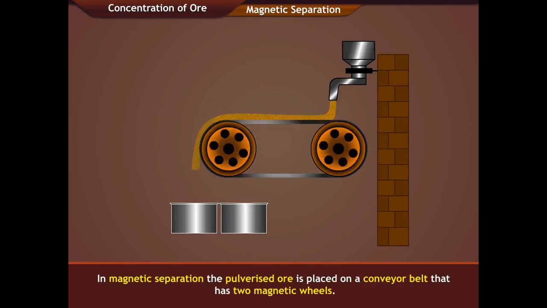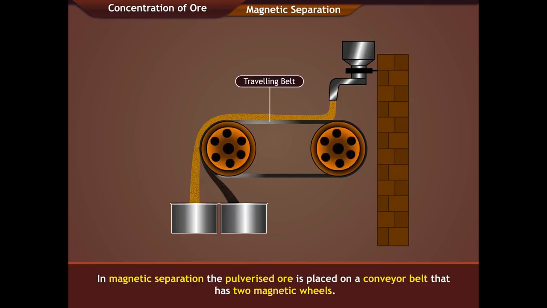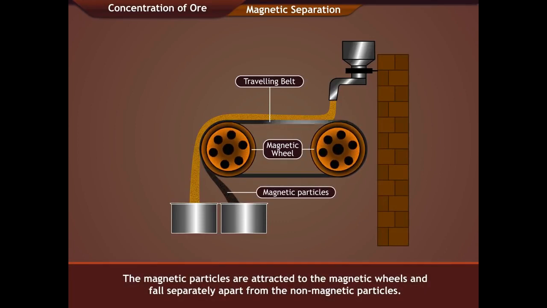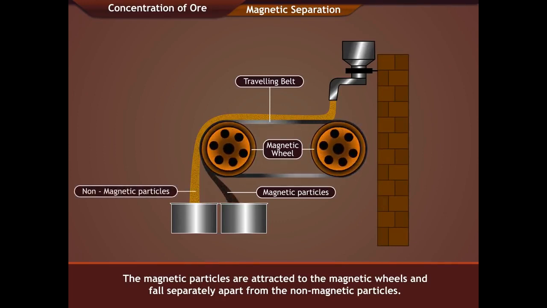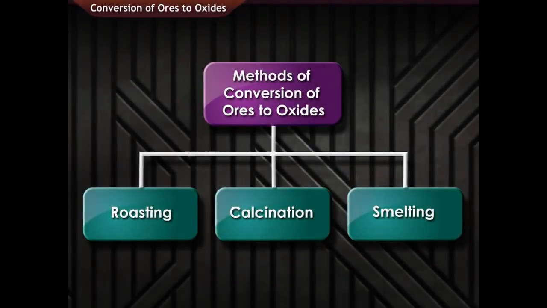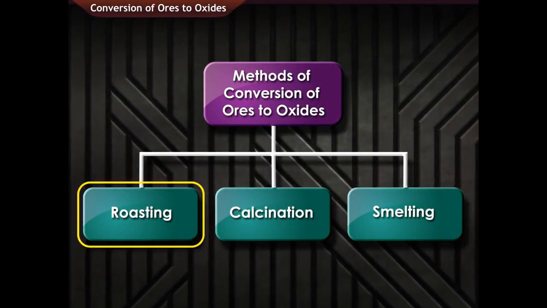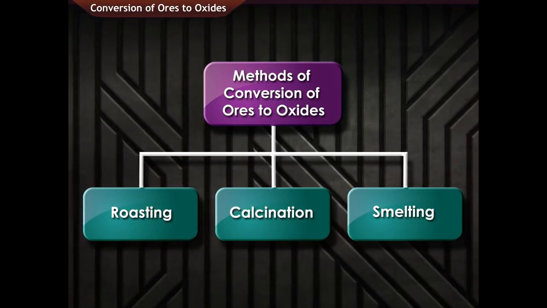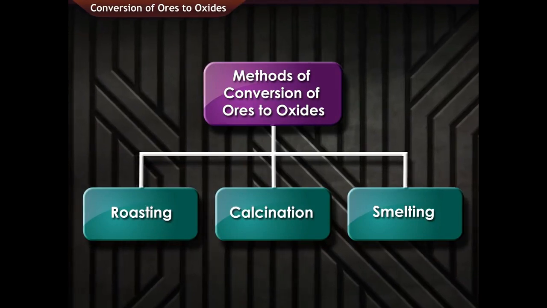In magnetic separation, the pulverized ore is placed on a conveyor belt that has two magnetic wheels. The magnetic particles are attracted to the magnetic wheel and fall separately apart from the non-magnetic particles. Methods like roasting, calcination and smelting are used to convert the concentrated ore into metal oxide.